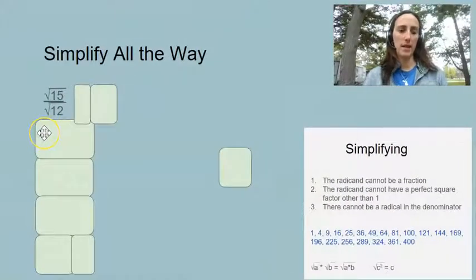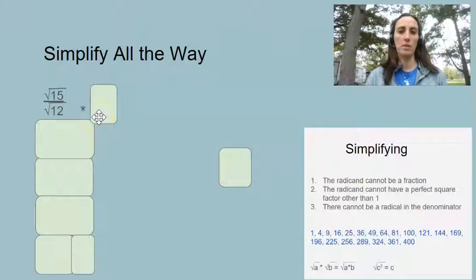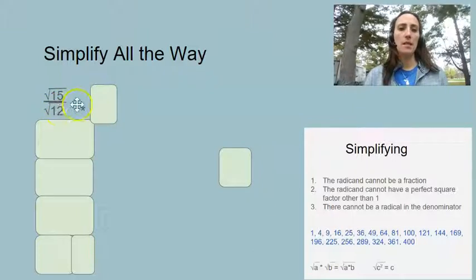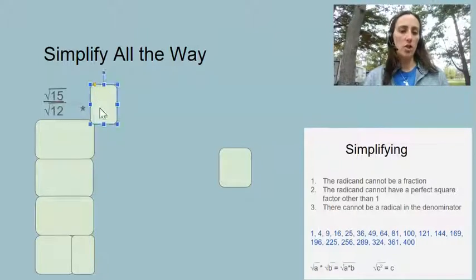So with that being said, with this square root 15 over square root 12, I need to get rid of the square root in the denominator. In order to do that, I'm going to multiply my entire fraction by the number 1. I know if I multiply by 1, I don't change the value of my fraction. But instead of just multiplying by the number 1, I'm going to make my 1 look different. When I work with fractions, I know I can get the value of 1 by having the same number on the top that I have on the bottom.